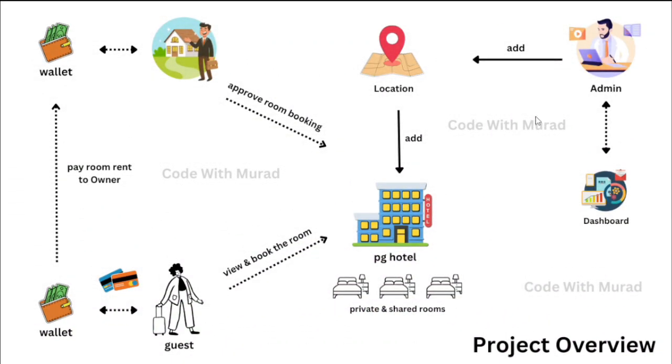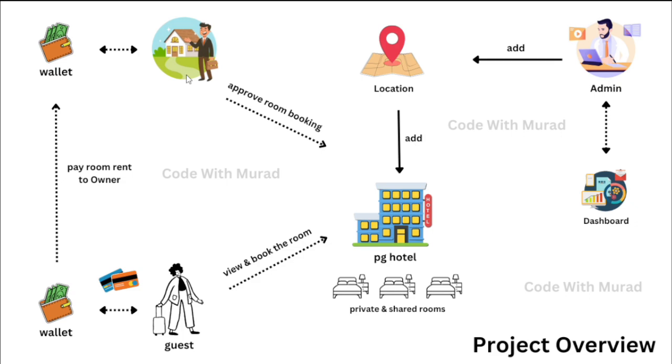As we know, our project contains three user modules, that is the administrator module, the owner module, and the guest module. Firstly, the admin will register and log in to the system, and after the admin logs in, the admin will be able to add multiple locations into the application, so that when an owner adds a property into our application, he has to add the property from these locations only.